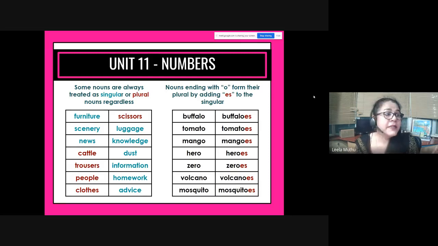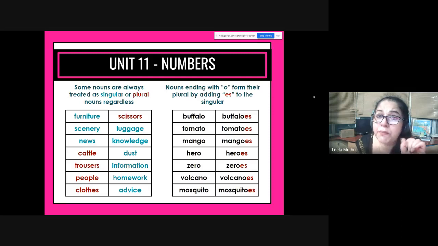For example, the scenery is beautiful. We don't say the scenery are beautiful. No, no, no, no. Okay, the news. The word news ends with an S, but it is a singular noun. So you say the news is on the television right now. The news is disturbing. The news is fantastic. So you refer to it as a singular noun.